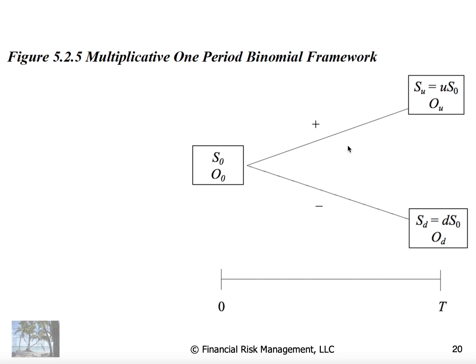In this figure, we're looking at the multiplicative one-period binomial framework. Notice that there are two arcs. There's a positive arc and a negative arc.